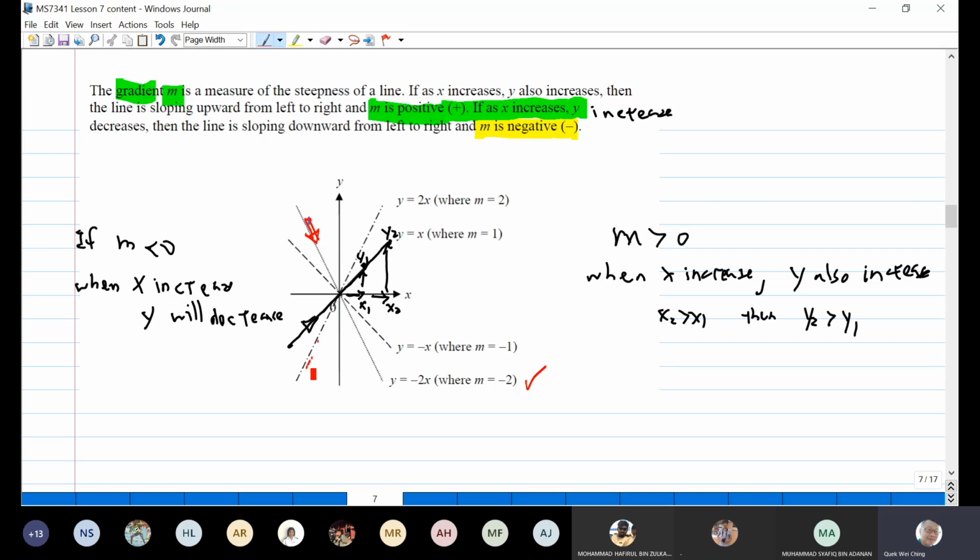You move from left to right, the value of y increases. Whereas for a decreasing straight line, when the value of x goes from left to right, the value of y goes down. This is the meaning of gradient, the meaning of gradient when it's positive or negative.